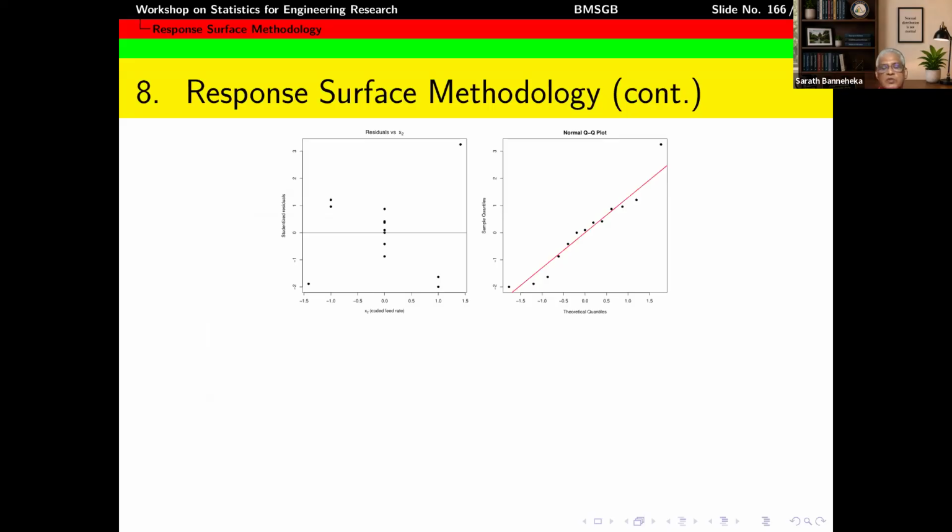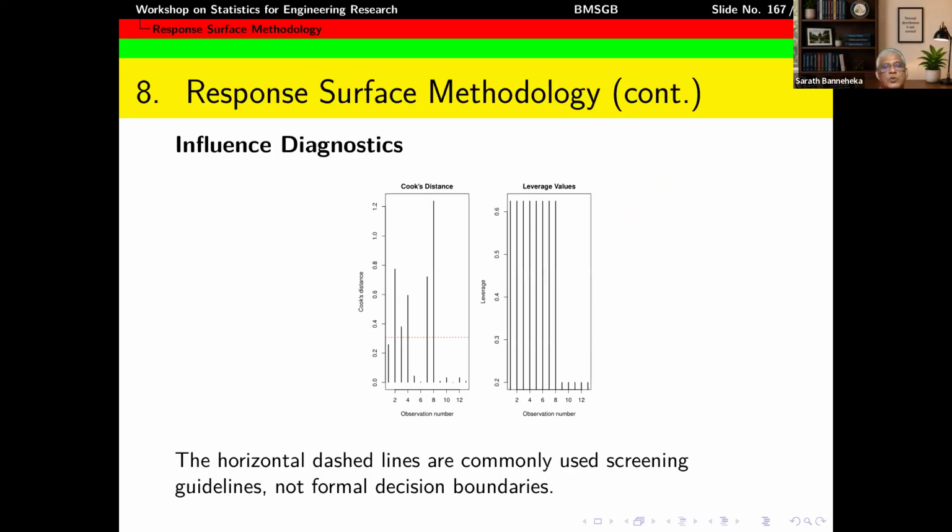And also the normality. In order to test the normality of the residuals, I have looked at the normal QQ plot, and that indicates that all the points are very close to the reference line, and therefore it indicates that residuals are reasonably normally distributed. In addition, I have looked at the Cook's distance versus the observation order and also leverage values. All the leverage values are below the threshold, so all these are okay.